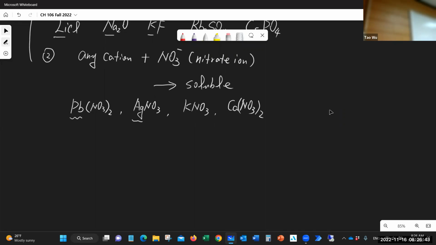It's called a solubility chart. You can base on this chart to determine whether a compound is soluble or not. And it will help you to predict the equation correctly. Okay, so this is why we need this.